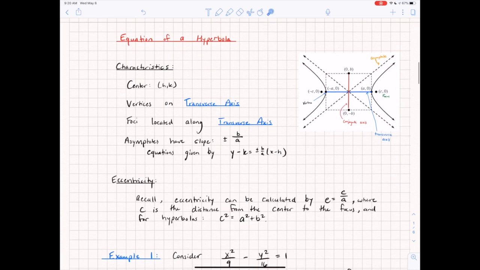And so we can take a look at the equation of a hyperbola, specifically starting with just the characteristics. These are the characteristics that we went through and just saw through those 3 examples. The center is going to be located at h comma k. The vertices are always located on what's known as the transverse axis, and the foci are also located along that transverse axis.